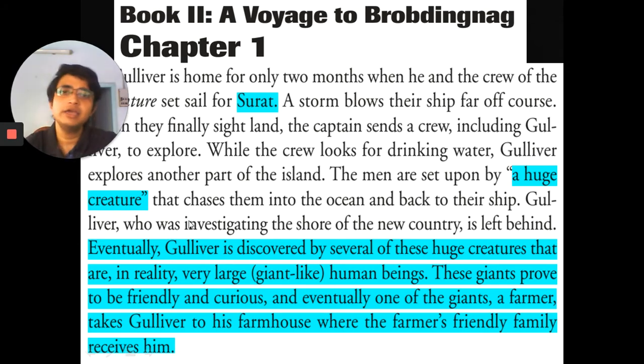Rather, they actually saw him as a kind of adversary because of his huge size. But in this book too, the size, the point of view and the perspective have completely been altered. Gulliver here is a very small man compared to the huge Brobdingnagians. They're huge in size and they're very curious in seeing Gulliver.